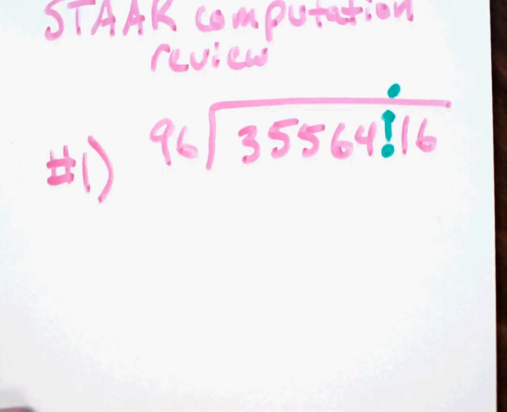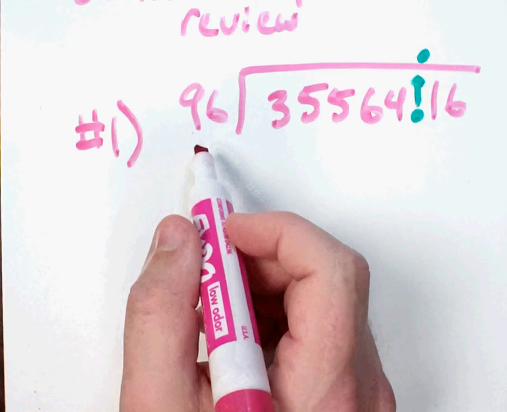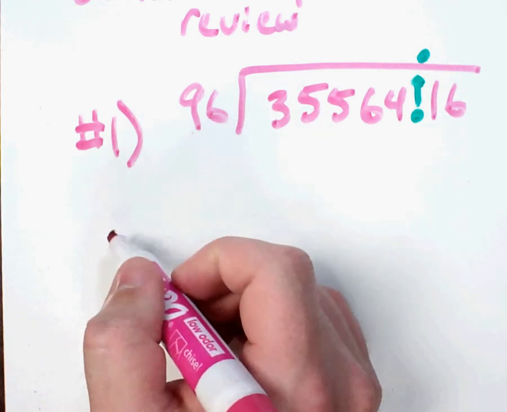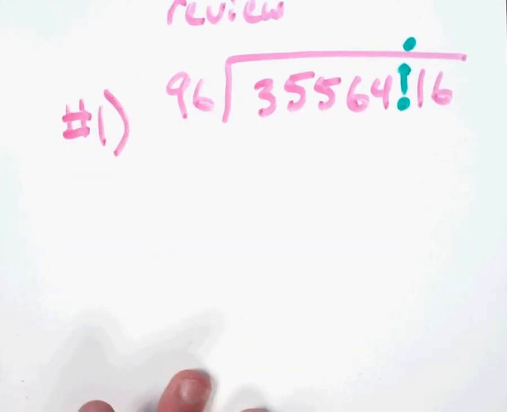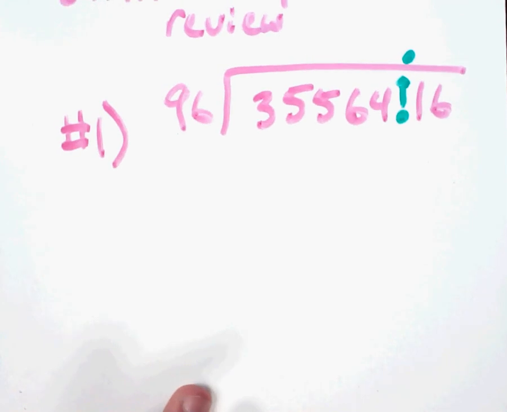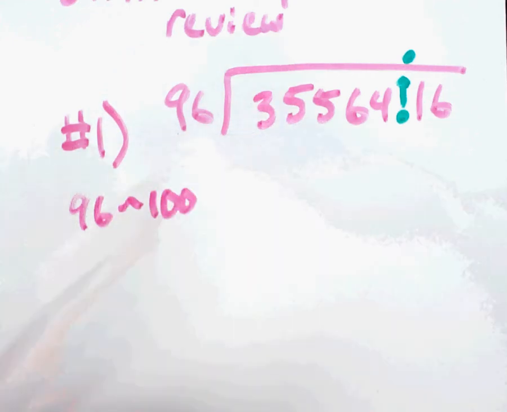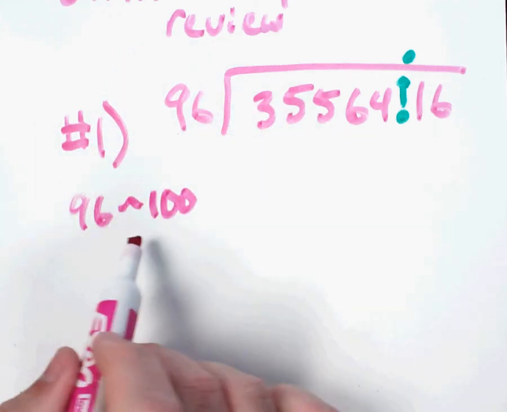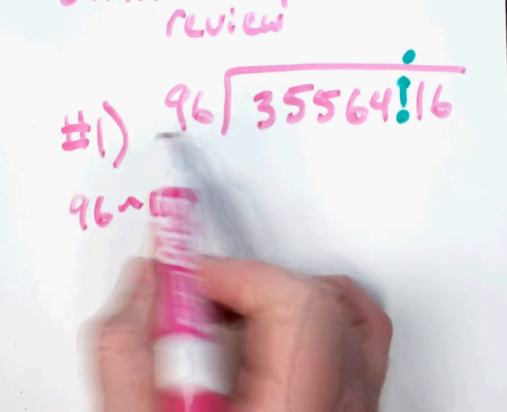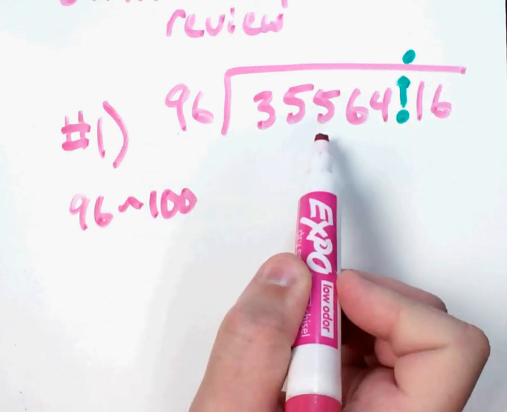For this problem, because I'm dealing with such a large divisor, instead of listing out all the factors of 96, which would be a lot of computation on the side that I probably don't need, I can estimate, because 96 is very, very close to 100. So I can estimate at 100, and that's going to make it a little easier to find what numbers I need to use. So 100 going into 3, no. 100 going into 35, no. 100 going into 355, yes, absolutely.